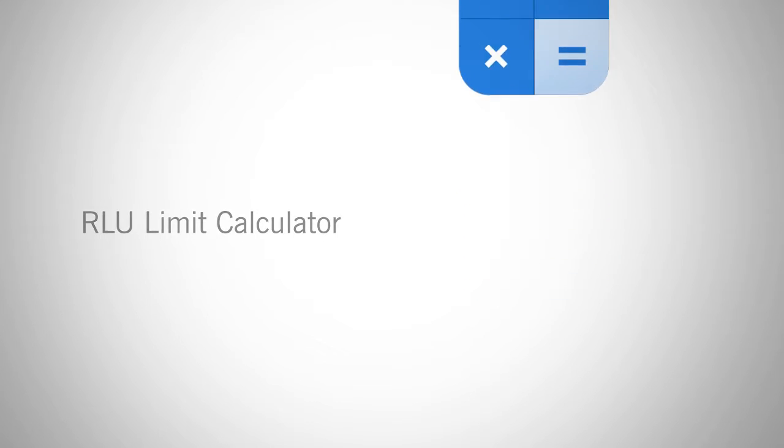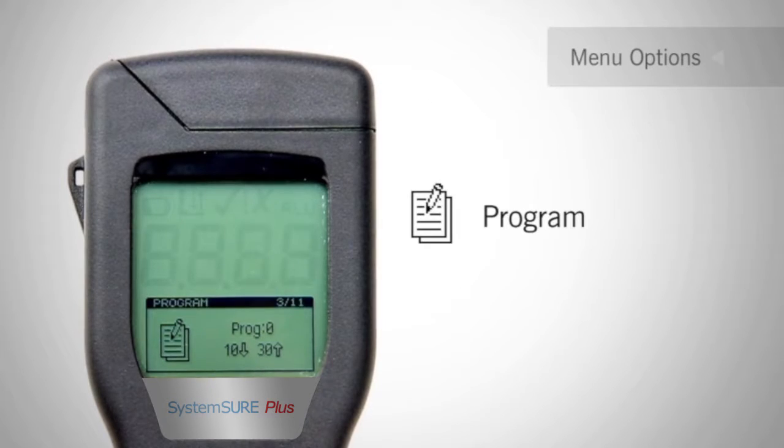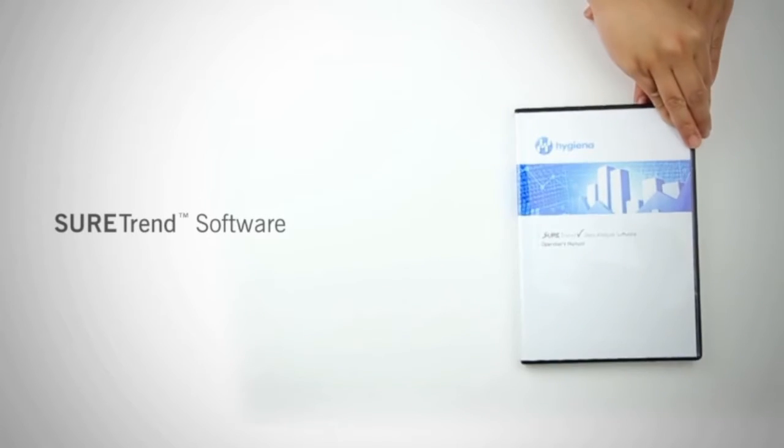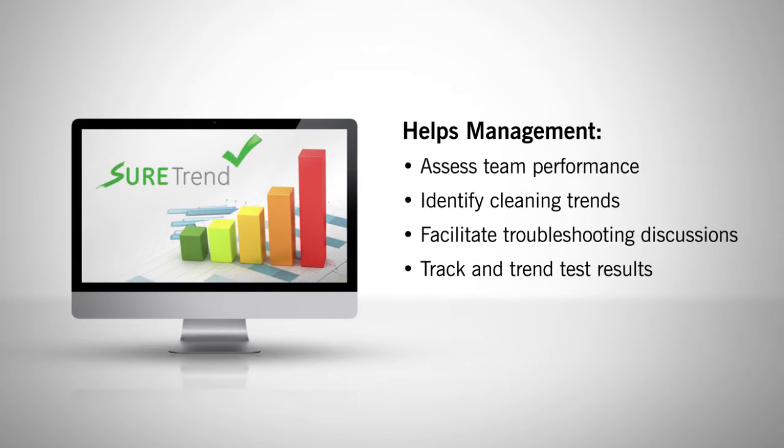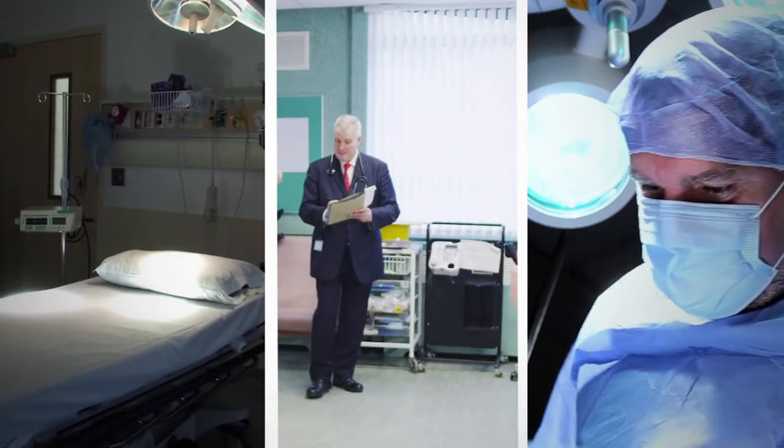Now that you have established custom limits, we will discuss programming those limits. You can manually adjust the pass-fail limits on the instrument through the menu option Programs. Or, to get the most out of your monitoring system and to be able to run charts and graphs with your test results, then program your locations using SureTrend software and sync to your meter. SureTrend software helps management assess team performance, identify cleaning trends, facilitate troubleshooting discussions, and track and trend test results.